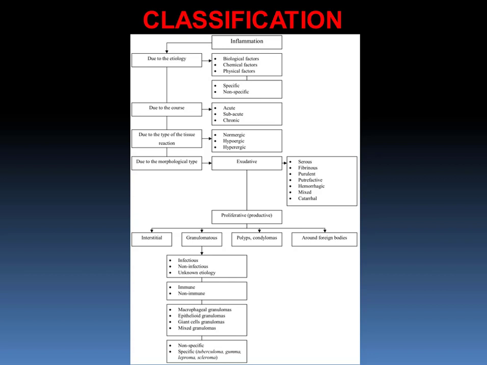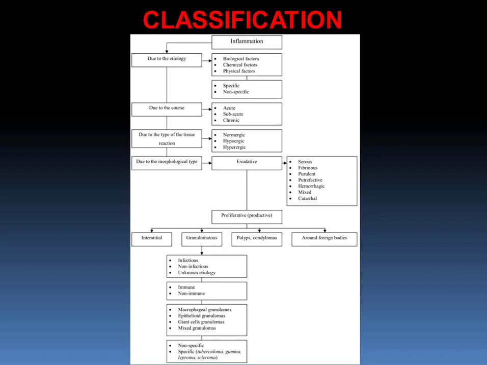The next classification is about the type of tissue reaction. According to this classification, inflammation can be divided into normergic inflammation, hypoergic inflammation, and hyperergic inflammation. Normergic inflammation is an adequate variant of response of the organism to damaging factors. The outcome is usually favorable. It is healing and complete restoration of function and structure of organs and tissues, with total elimination of damaging factors.